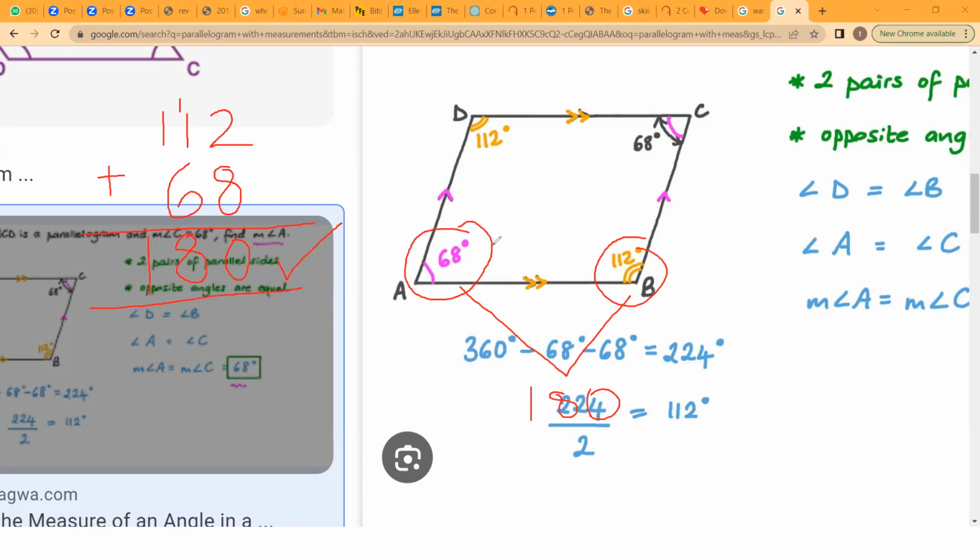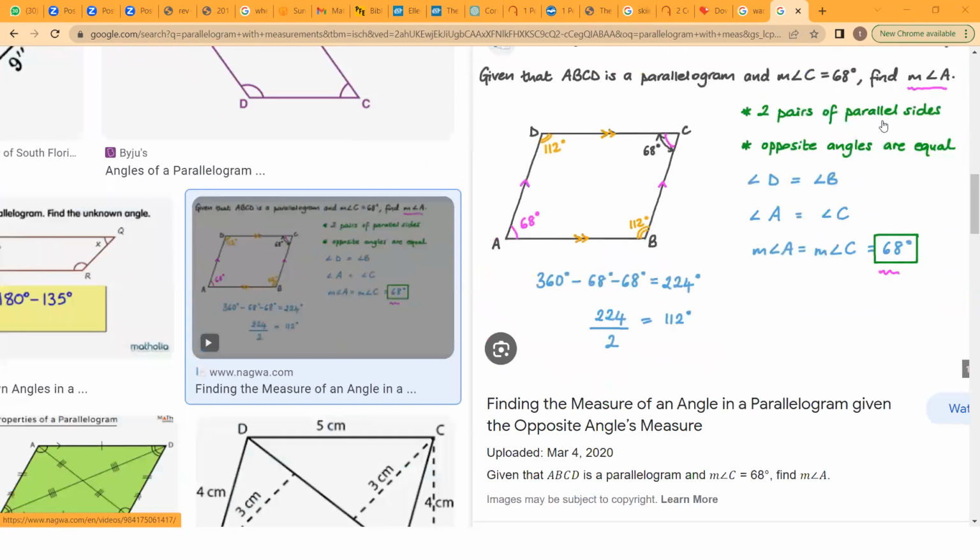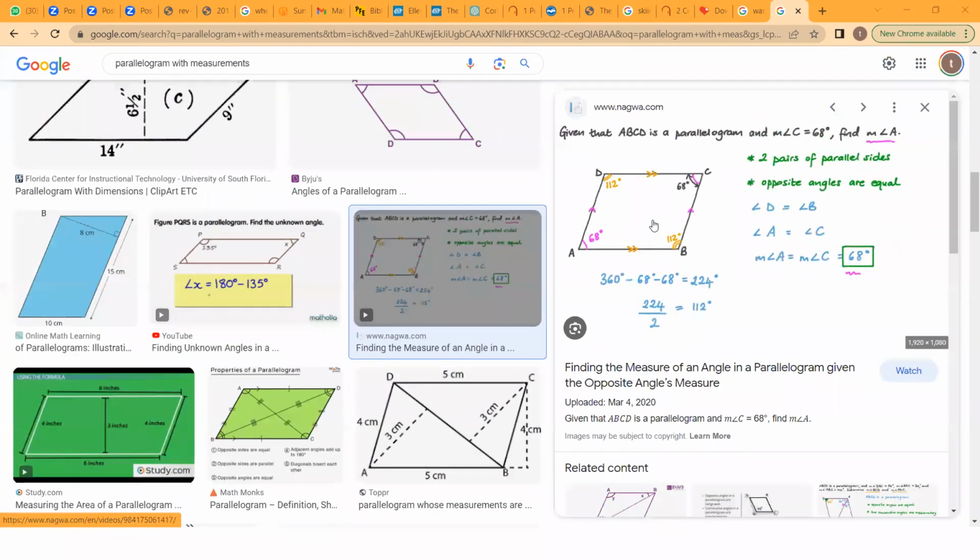So that means that these two angles are adjacent to each other. Well, we already know that opposite angles are equal in measure. So two pairs of parallel sides, opposite sides are equal. Good. So this is a good example that I wanted to see. Okay, that's a good practical example.